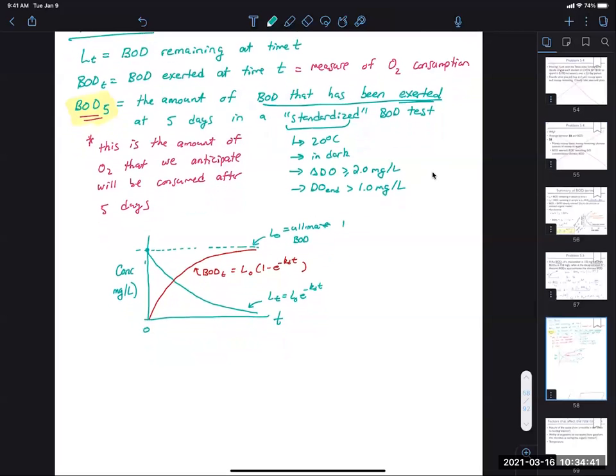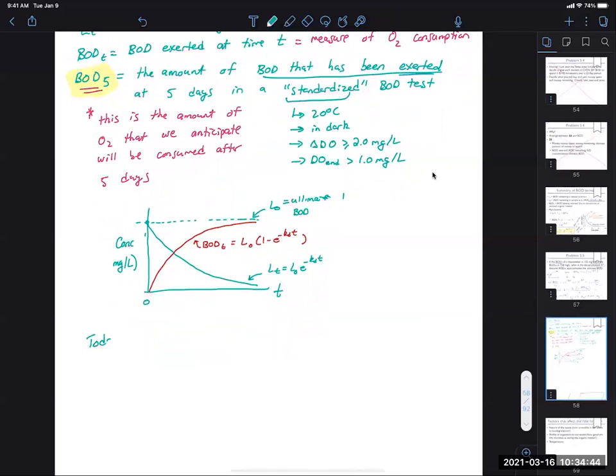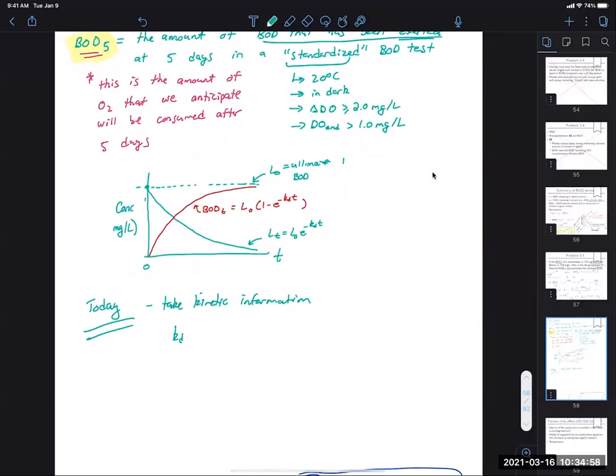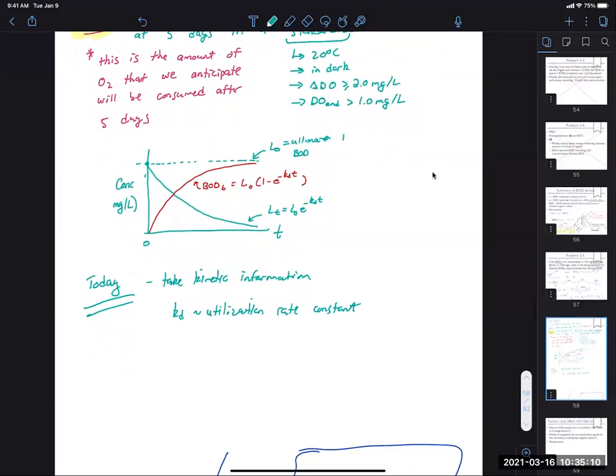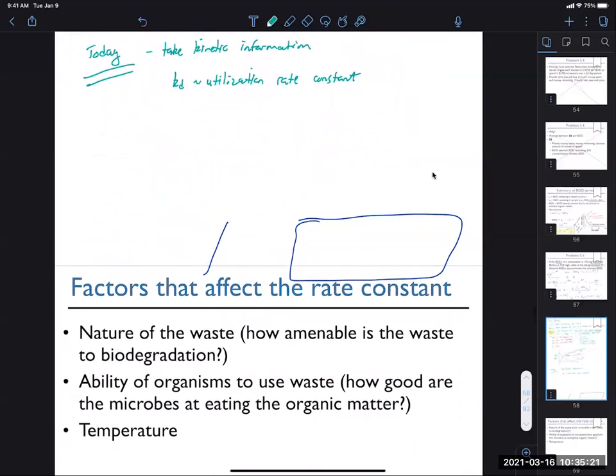So what we're going to do today is we're going to take this kinetic information and explore it a little more. We're going to look at what factors influence KD, the utilization rate constant, and we're also going to explore how we can incorporate these kinetic models into predicting our oxygen sag curve. All right, so here we go.